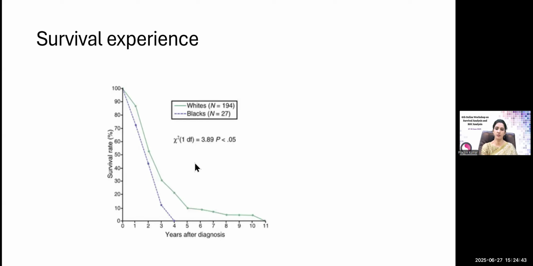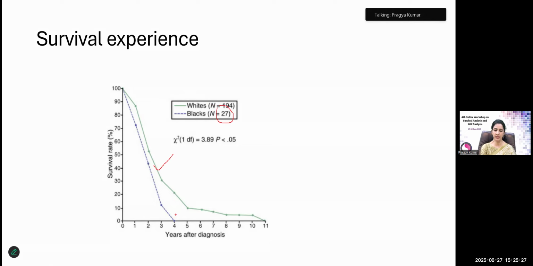This example I have again taken from Lee and Wang. Here you can see the survival experience of two sets of children. This study was done on pediatric leukemia. They did a time to event analysis of pediatric leukemia, and the event defined was death after the diagnosis. They split it into white and black children, and the number of samples in the white group was 194, and in the black group it was 27. The number of samples was less in the black group, but they saw that survival was much better in the white group.